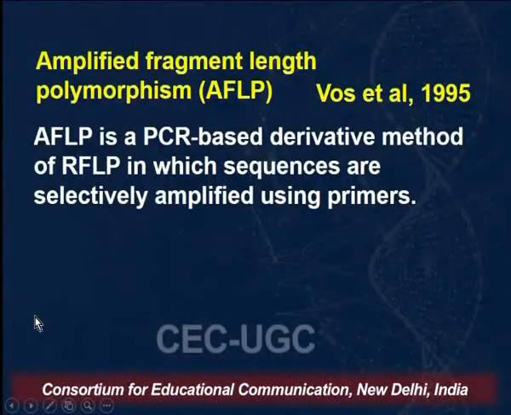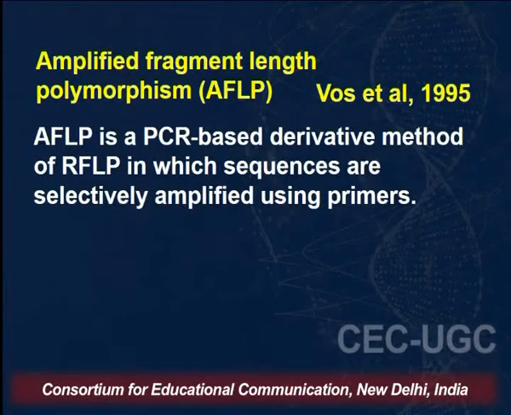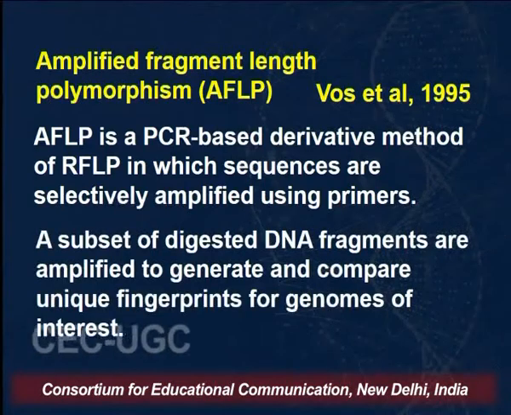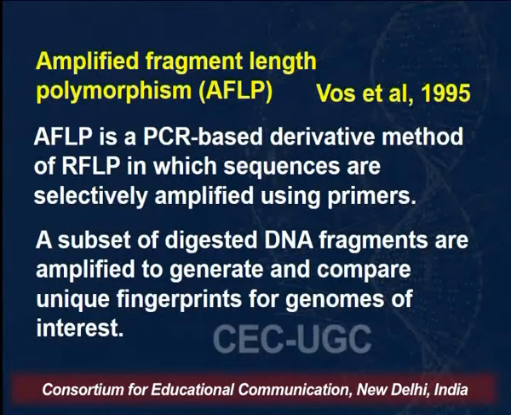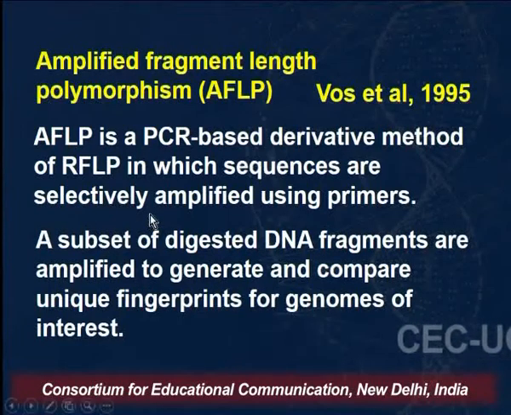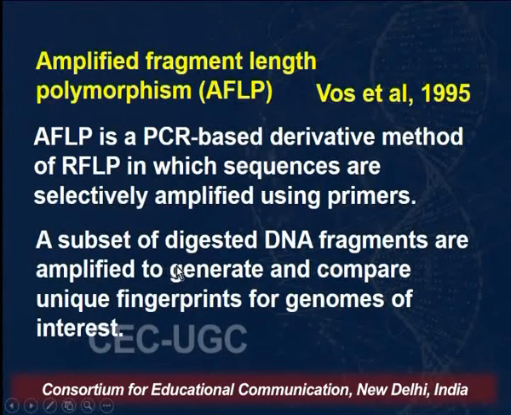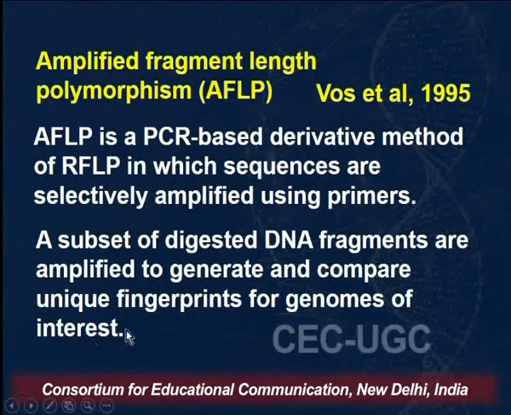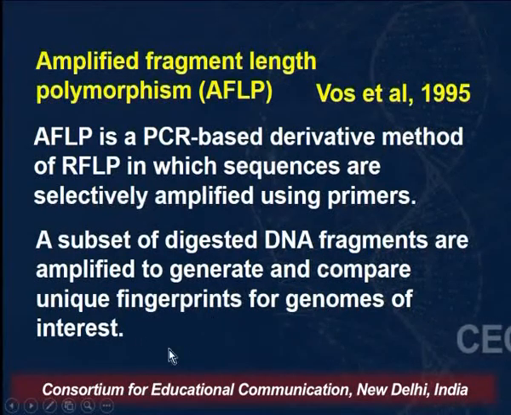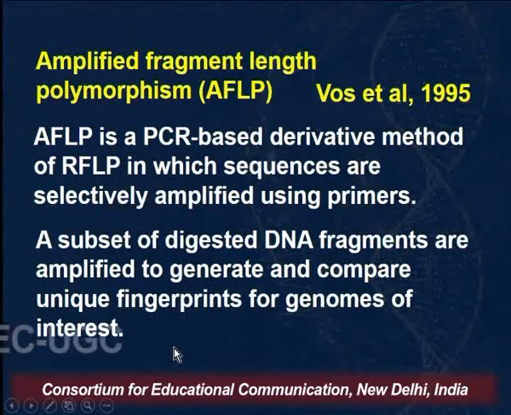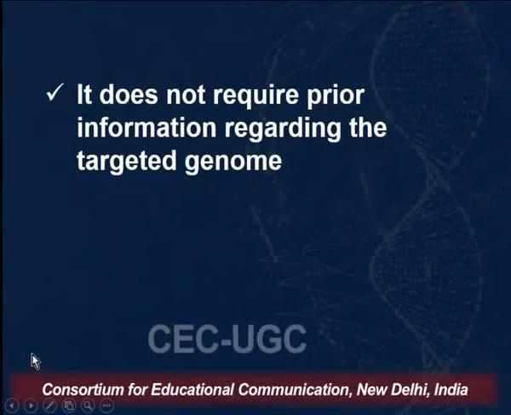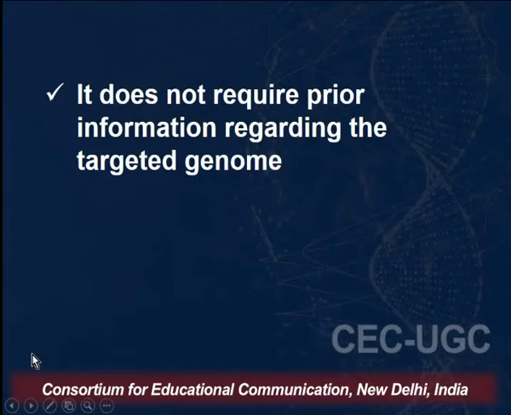So AFLP is a PCR based derivative method of RFLP, in which sequences are selectively amplified using primers. Now a subset of digested DNA fragments are amplified, so it does involve restriction digestion, as we will see subsequently. The DNA is first digested, and then specific primers are used to amplify and compare the unique fingerprints for the genomes of interest. Now the significance of this AFLP is that it does not require prior information regarding the targeted genome.